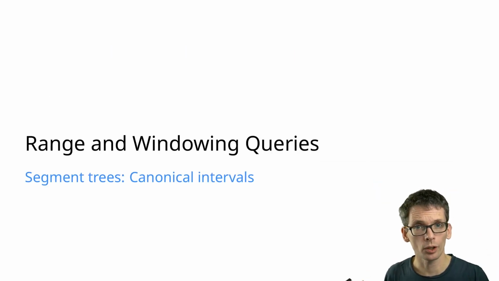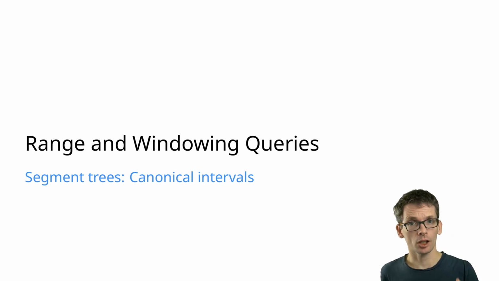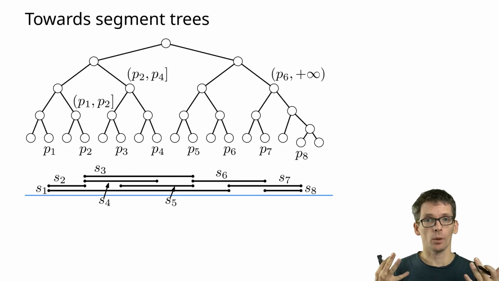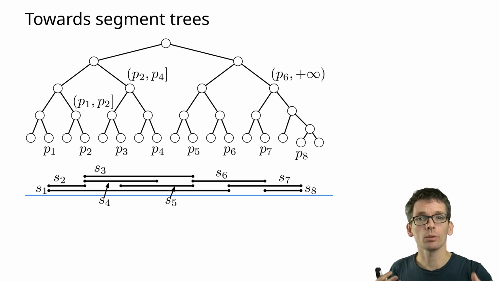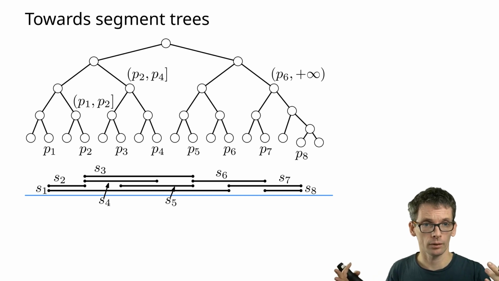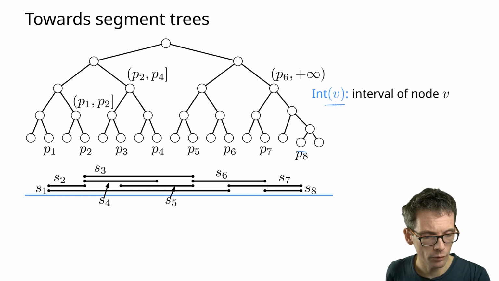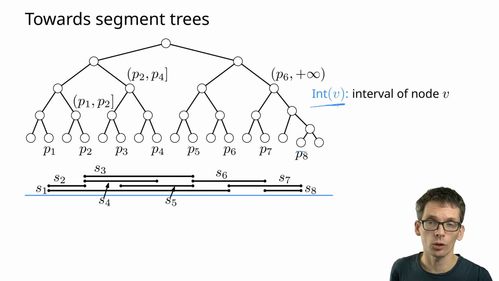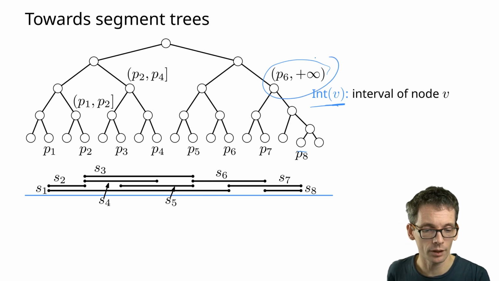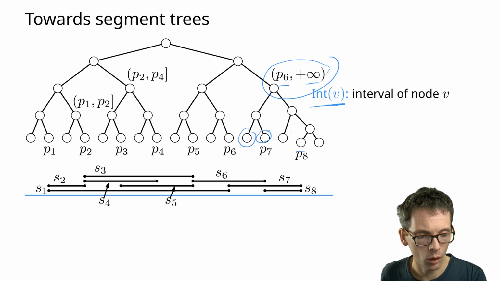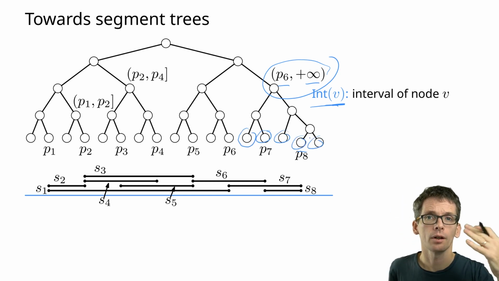We've seen the locus approach and how applying it naively gives us quadratic storage. And now we're going to see how to improve upon this in terms of storage. And the idea that we had to improve was to make use of the fact that internal nodes in this binary tree also have an interval associated with them. And this is already indicated here. So every node v has an interval that is associated with it. For instance, for this node here, I have the interval from P6 to infinity, and that is simply the union of the intervals of its leaves.